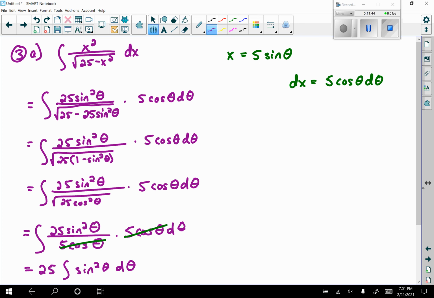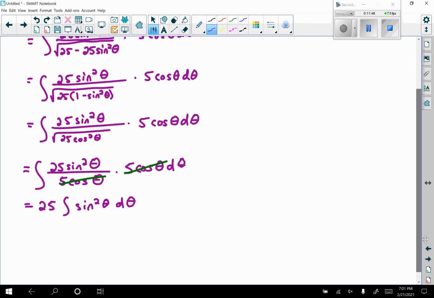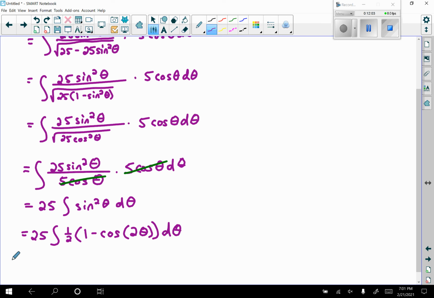So now, I did an example like this in class with cosine square theta. The Pythagorean identity is not going to help us here. The half angle identity is. So I want to rewrite this. This becomes 1/2 times the quantity of 1 minus cosine 2 theta. And I could pull that 1/2 out, so we'll have 25 halves times the integral of 1 minus cosine 2 theta. So now I can take the antiderivative of this.